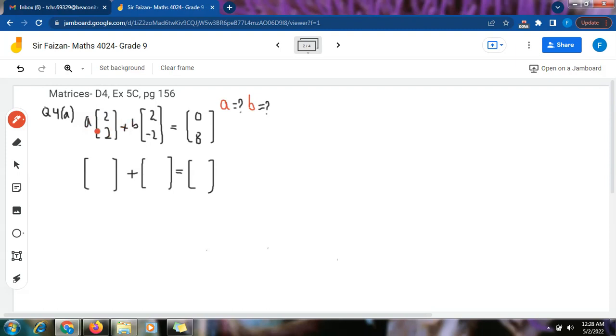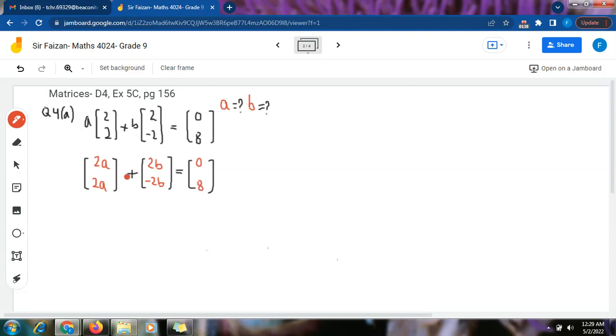Since A is outside the matrix, we have to multiply this A with each and every element which is present inside the matrix. So 2 is present inside the matrix, so 2 will be multiplied with A and this will give us 2A. And the next element is again 2, so 2 will be multiplied with A again and this will again give us 2A. So this is our first new matrix. And then we have B outside the bracket, so we have to multiply this B. 2 multiplied by B will give us 2B, and minus 2 multiplied by B will give us minus 2B. So this is the second matrix. The third matrix does not have any number outside, so it will remain as it is, 0 and 8.